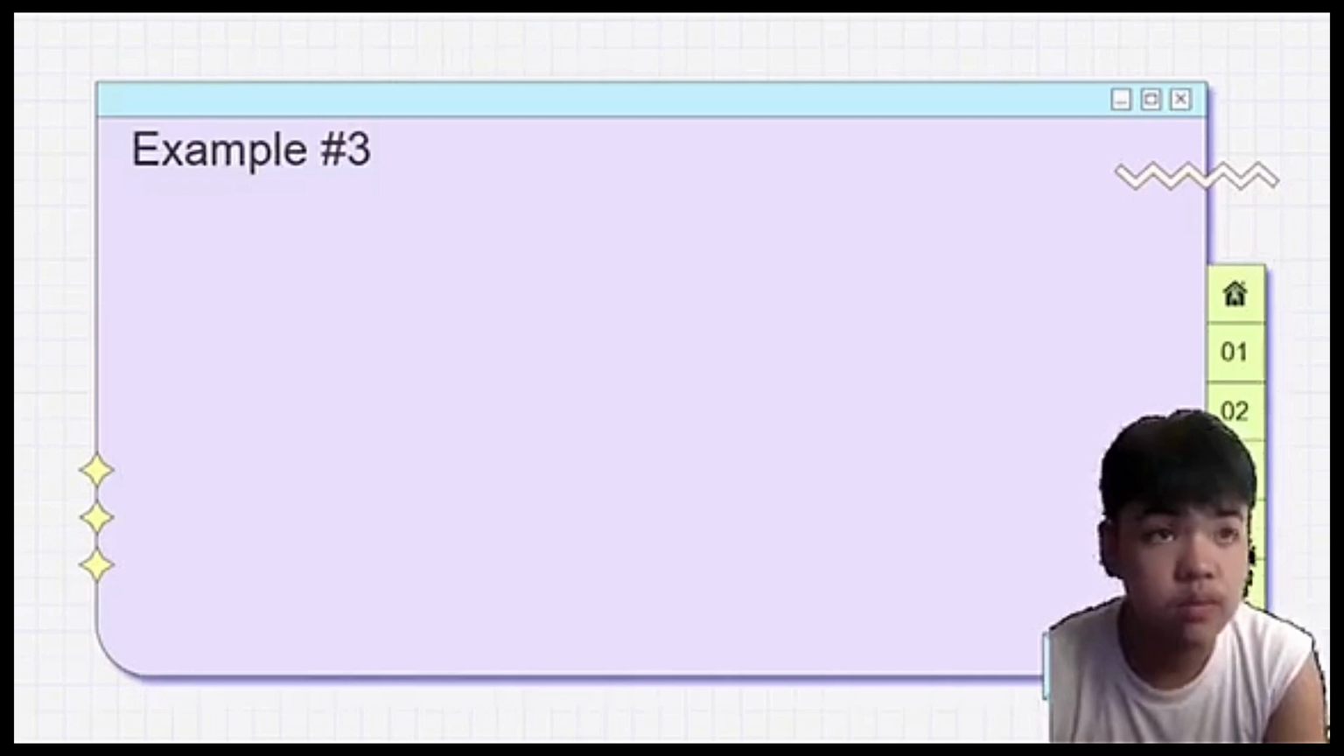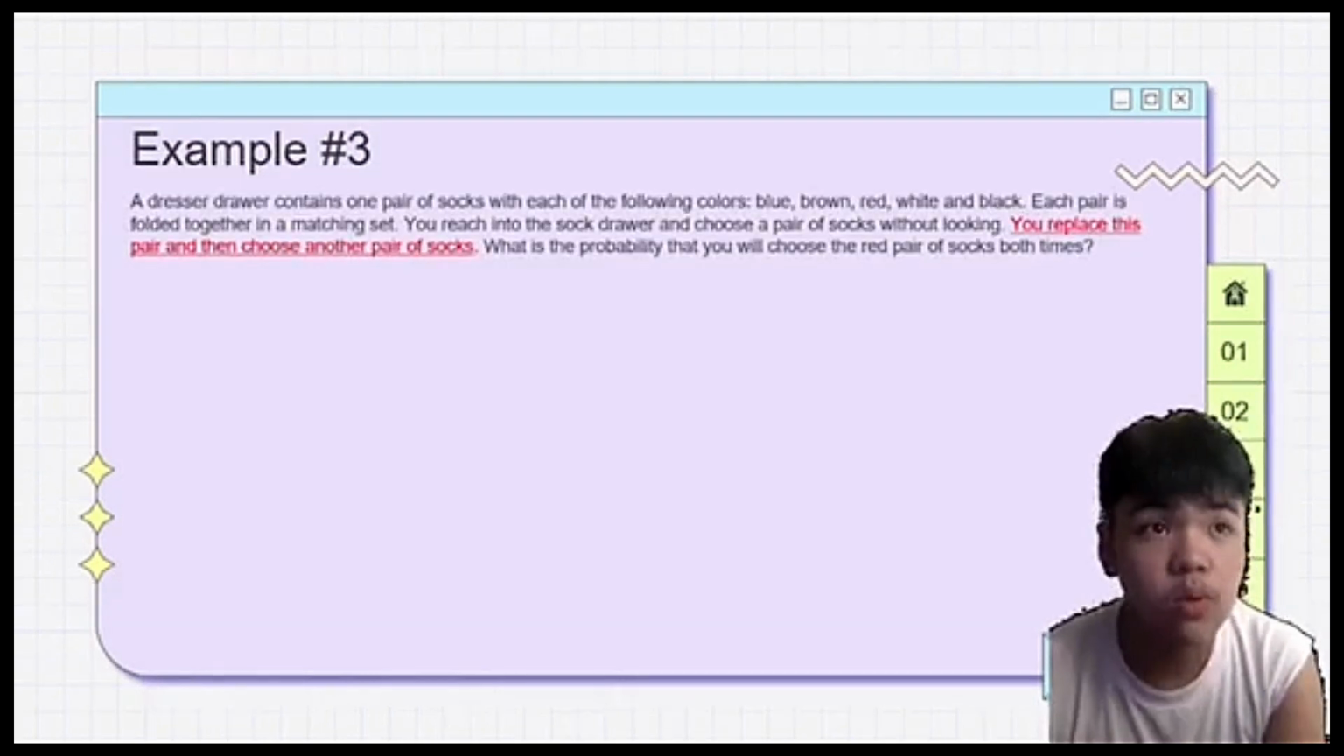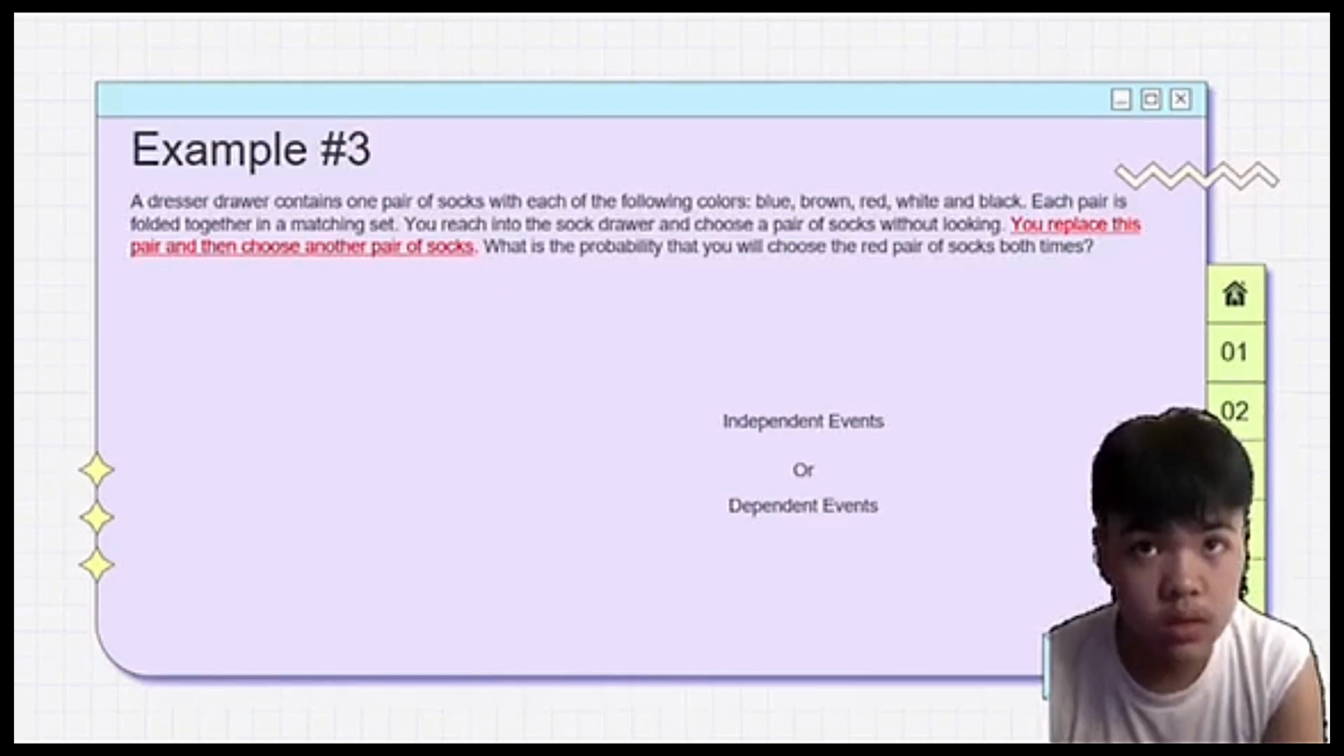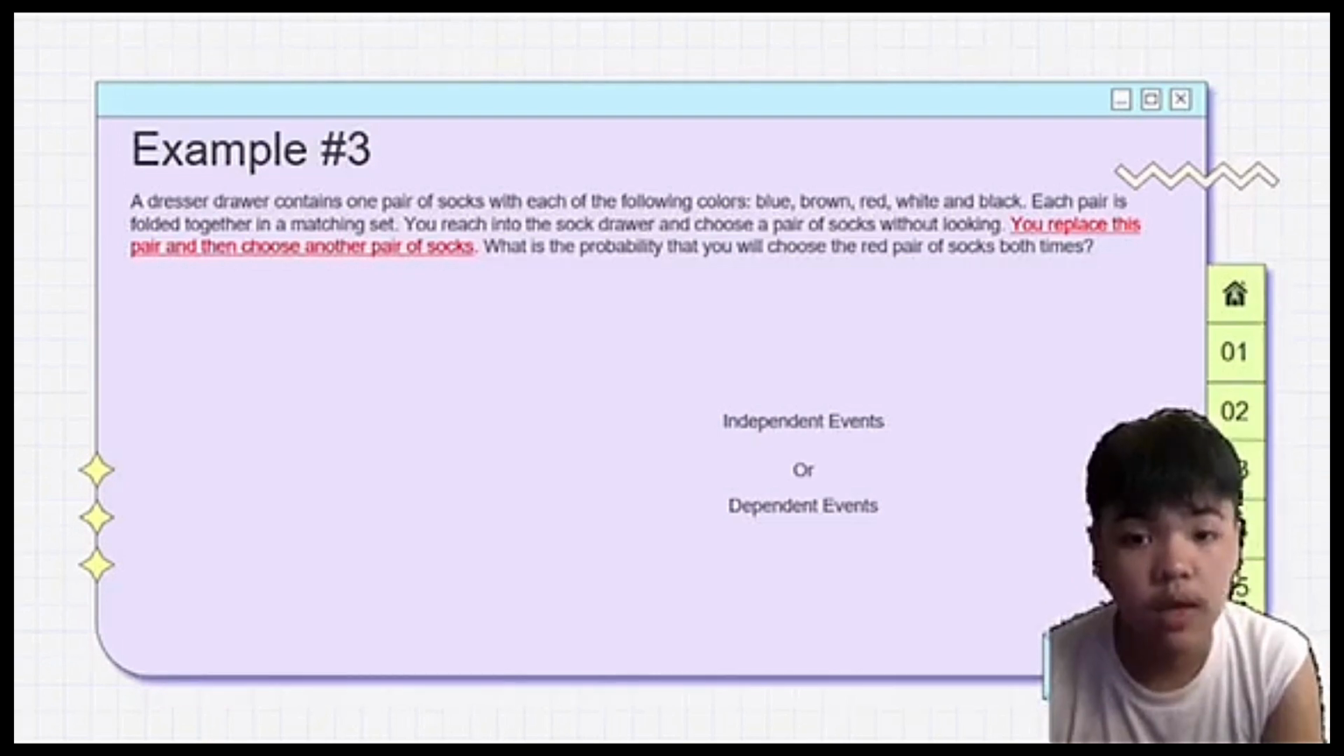Example number 3. A dresser drawer contains 1 pair of socks with each of the following colors: blue, brown, red, white, and black. Each pair is folded together in a matching set. You reach into the sock drawer and choose a pair of socks without looking. You replace this pair and then choose another pair of socks. What is the probability that you will choose the red pair of socks both times?